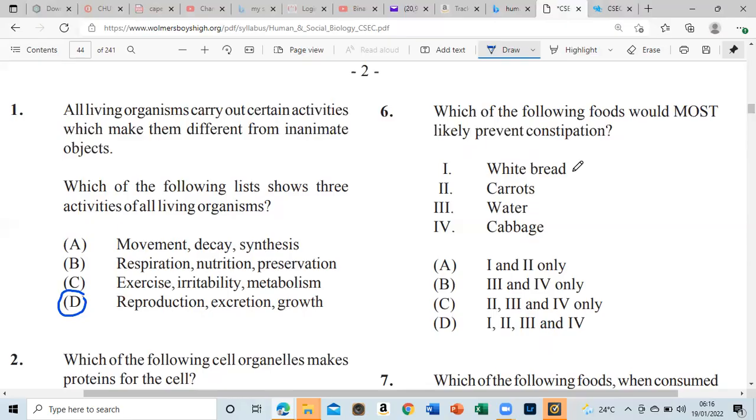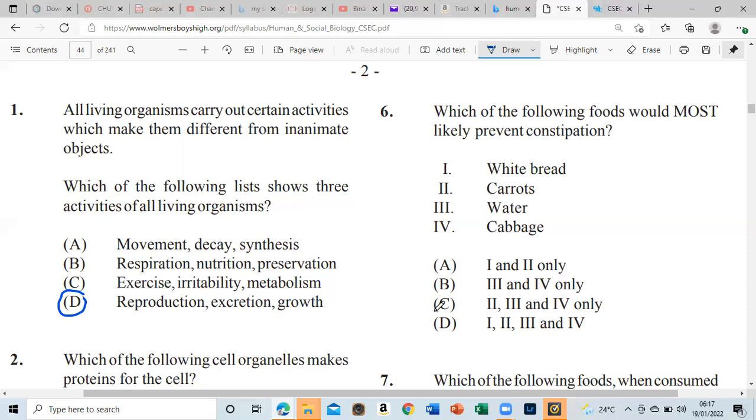Which of the following foods would most likely prevent constipation? 1, white bread, 2, carrots, 3, water, and 4, cabbage. A says 1 and 2 only, which is white bread and carrot. B says 3 and 4, which is water and cabbage. Or is it C, 2, 3, and 4, carrots, water, and cabbage? And that would be C.